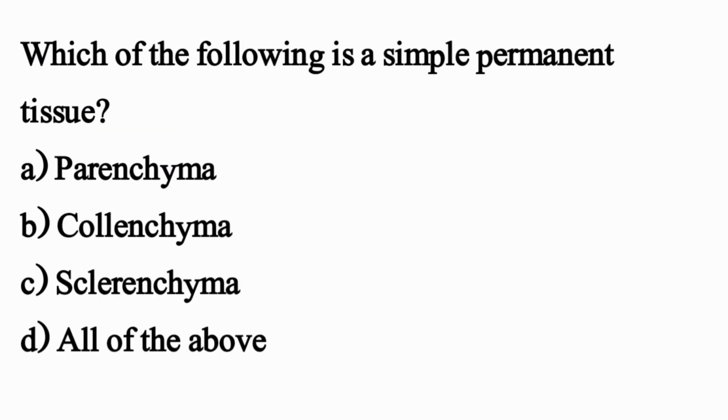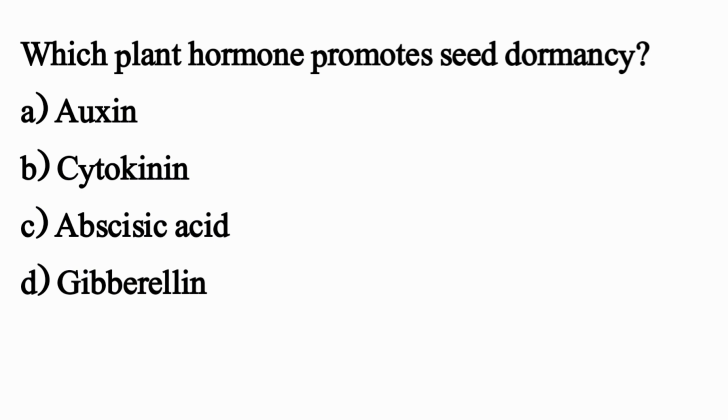Which of the following is a simple permanent tissue? The right option is option D, all of the above. Which plant hormone promotes seed dormancy? The right option is option C, abscisic acid.